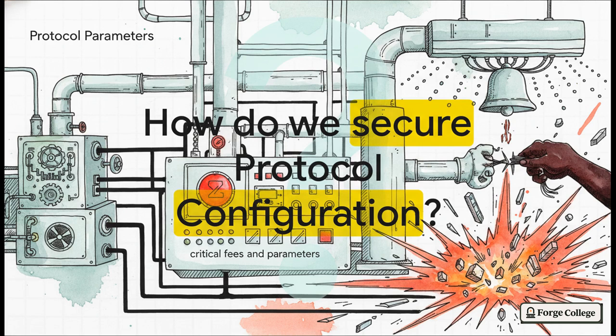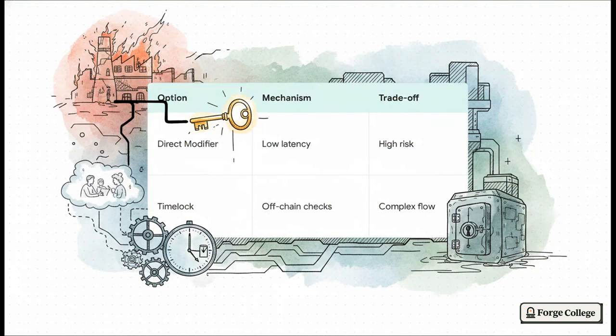This is someone trying to override the entire factory's fire suppression system. The blast radius here is exceptionally high. When we analyze the trade-offs for configuration, option 1 is using a direct modifier, something simple like an only owner tag. Now sure, it's straightforward and it gives you really low latency execution, but it concentrates a massive, catastrophic blast radius risk right into a single point of failure.